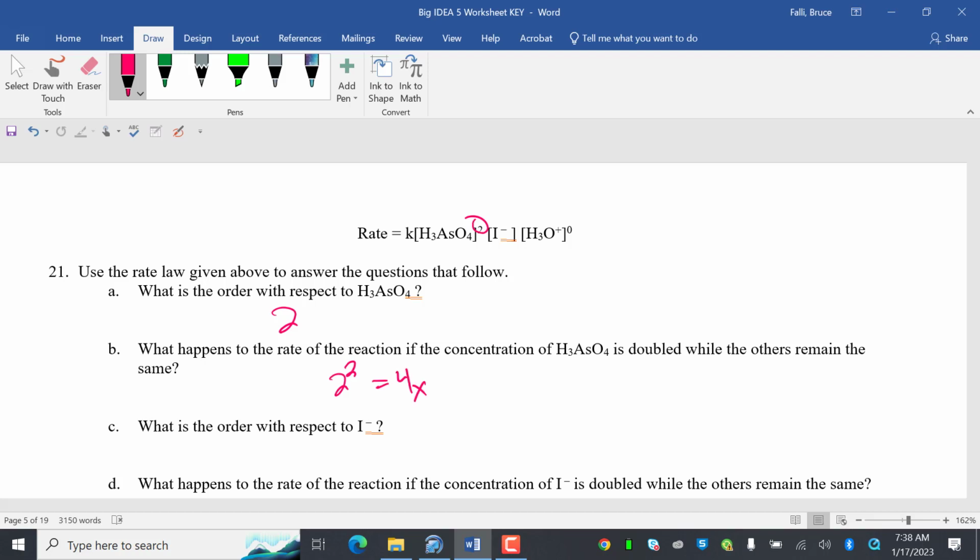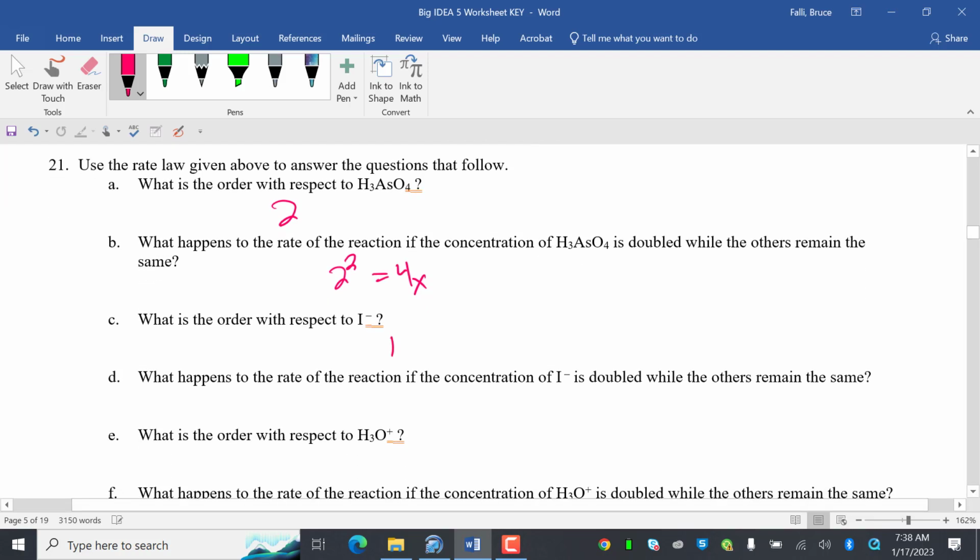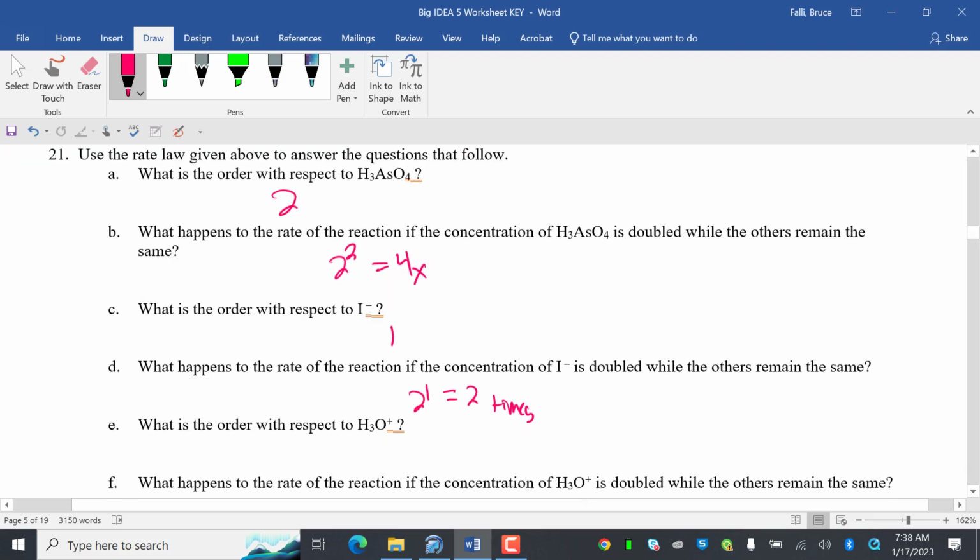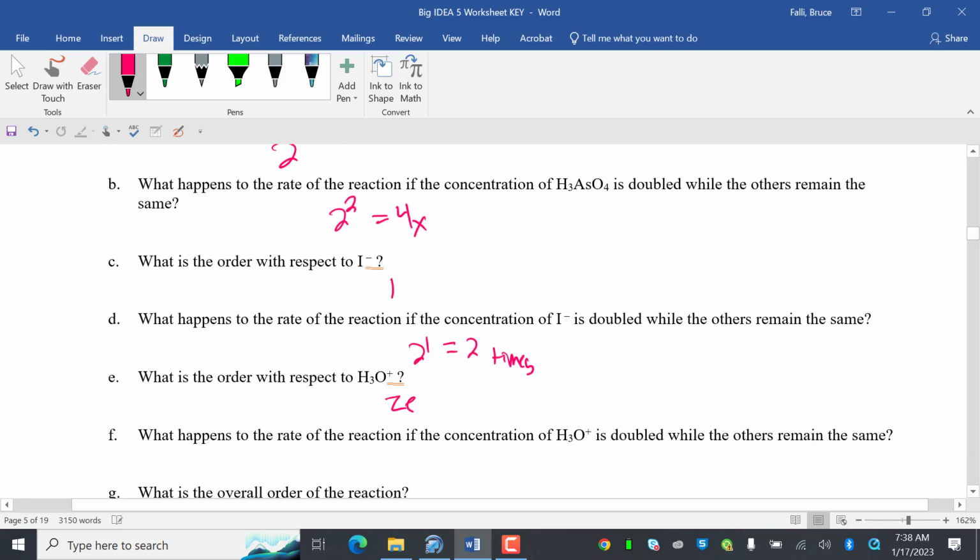What is the order with respect to I? That's a 1. What happens to the rate of the reaction if it's doubled? 2 to the first, it would be 2 times as fast. What is the order with respect to H3O positive? It's 0. What happens to the rate of the reaction? 2 to the 0 equals 1, so times 1, which is the same.